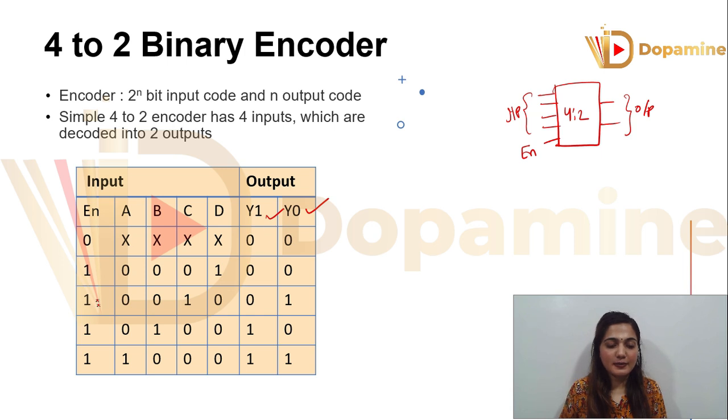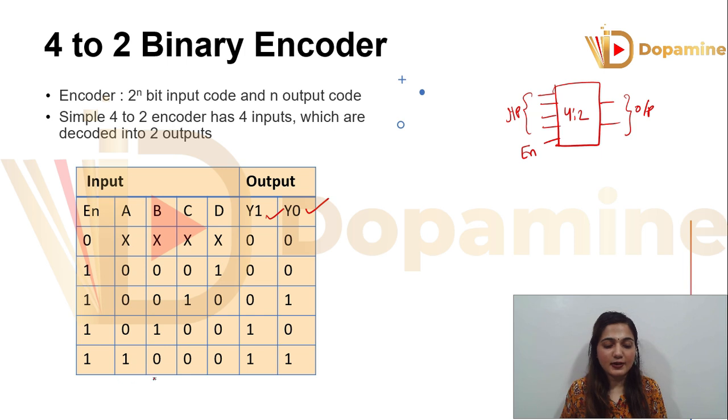If my enable is 1, then a, b, c, d will vary, and based on a, b, c, d we are going to get the output. If a, b, c are all 0 and d is 1, we are going to get 0 0. If we have 0 0 1 0 as a, b, c, d, we are going to get the output 0 1. If we have 0 1 0 0 as a, b, c, d, we are going to get the output 1 0.